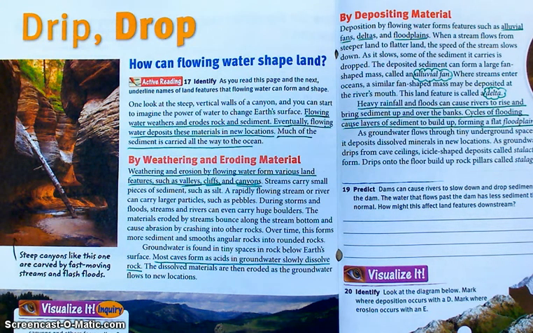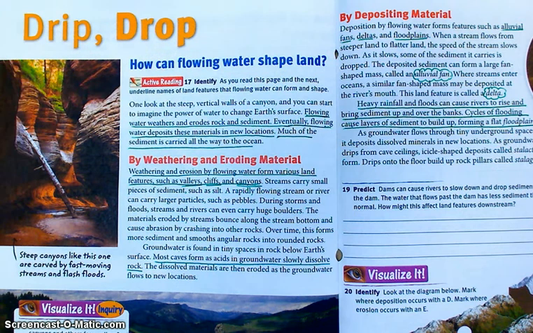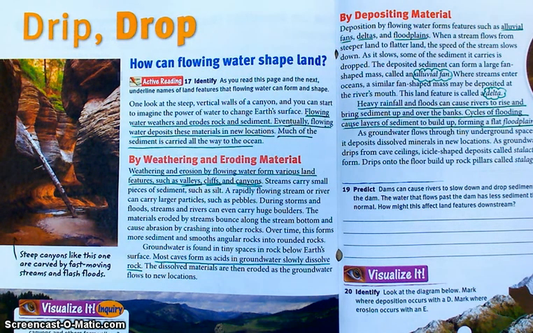I'm on page 378. And it says, how can flowing water shape land? And it says, as you read this page and the next, underline the names of land features that flowing water can form and shape. Flowing water weathers and erodes rocks and sediment, and eventually flowing water deposits these materials in new locations. And a lot of that sediment is carried all the way to the ocean.